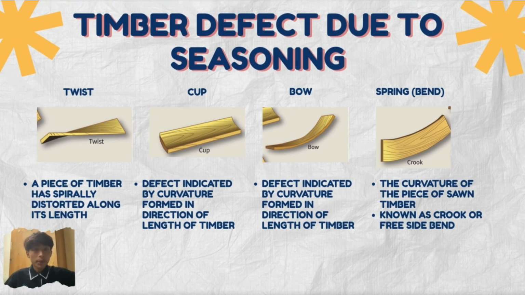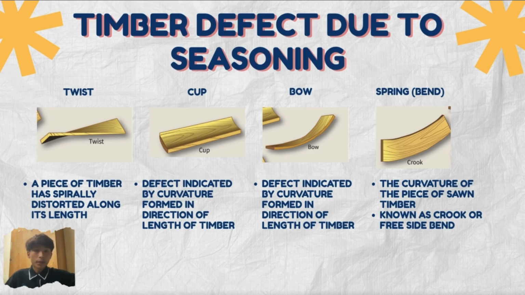This slide shows timber defects caused during the seasoning process. Seasoning is the process of drying timber to reduce its moisture content. If the timber is not dried properly, it can change its shape. The first defect is twist. This happens when the timber twists along its length.